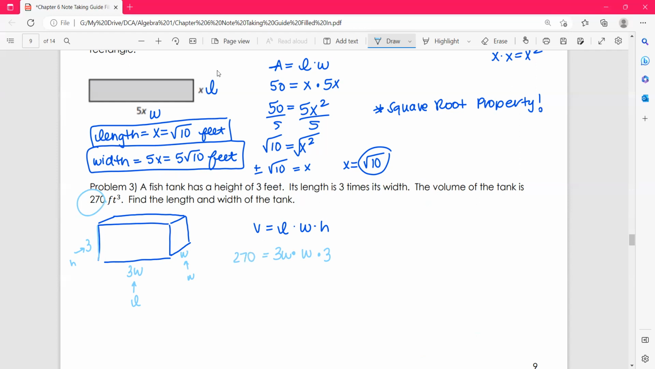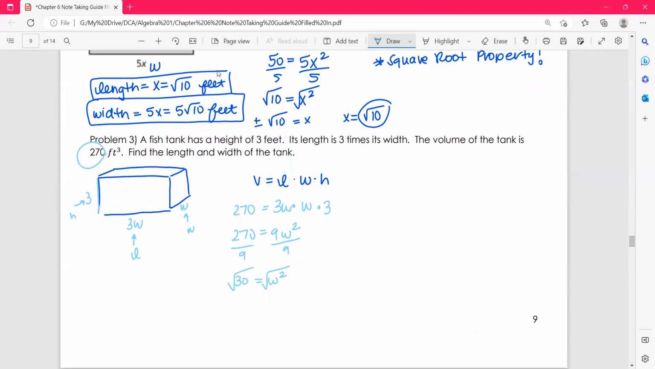So I'm going to do 270 equals 3 times 3 gives me 9. W times W is W squared. And there's my equation. Divide both sides by 9. 270 divided by 9 is 30 equals W squared. Square root both sides, and I get plus or minus the square root of 30 equals W. Really, guys, it's just the square root of 30. I can't have a negative width. And can I break down 30, 15, and 2? No, it doesn't simplify at all.